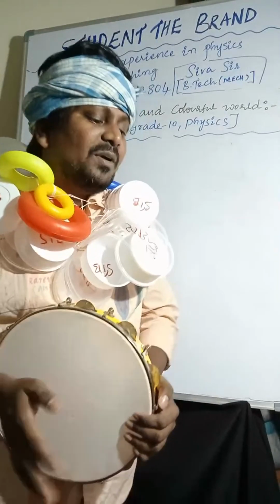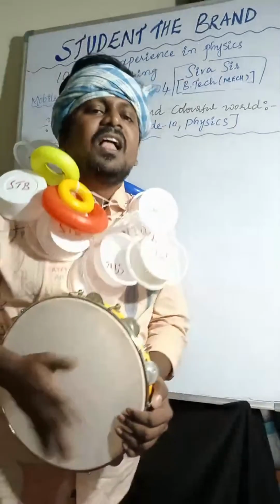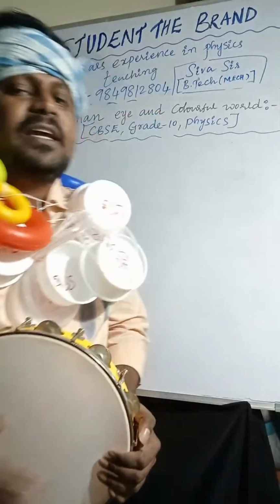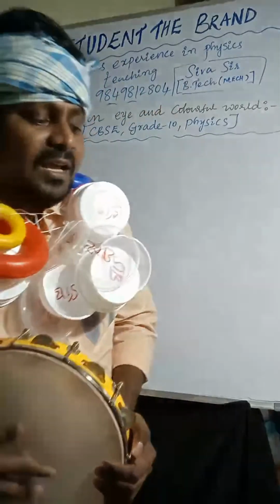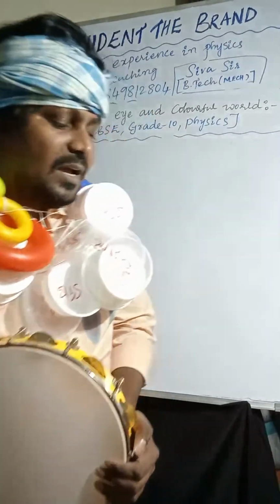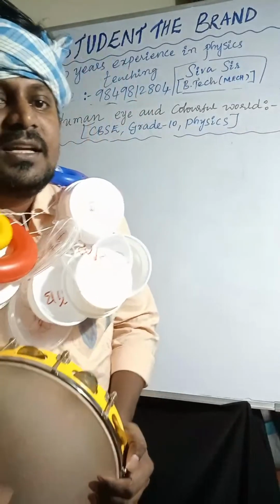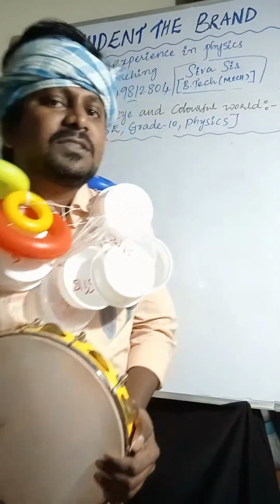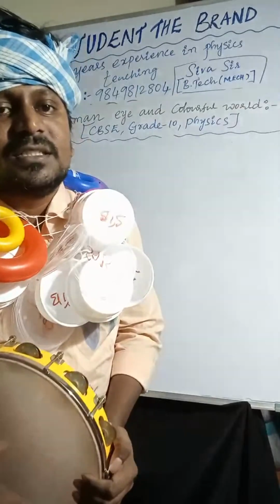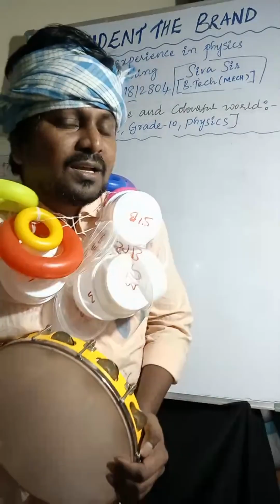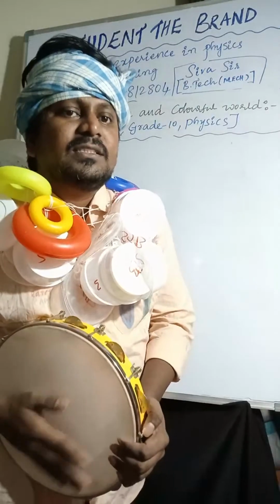Hypermetropia. Far distance we can see, near distance we can not see. For that correction we are using convex lens.